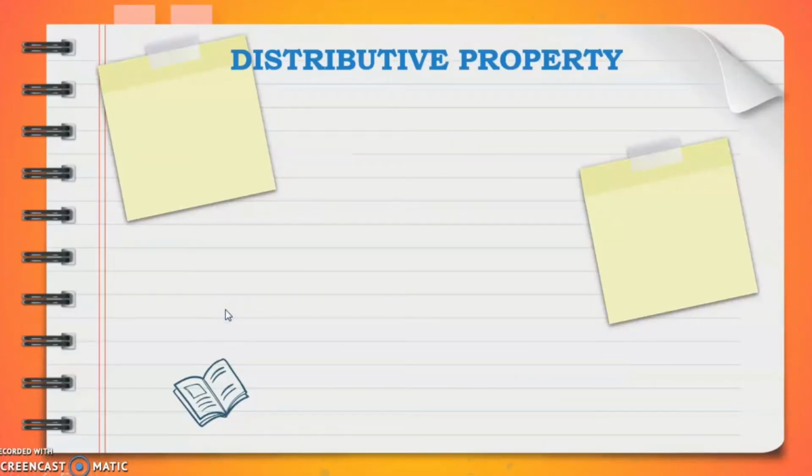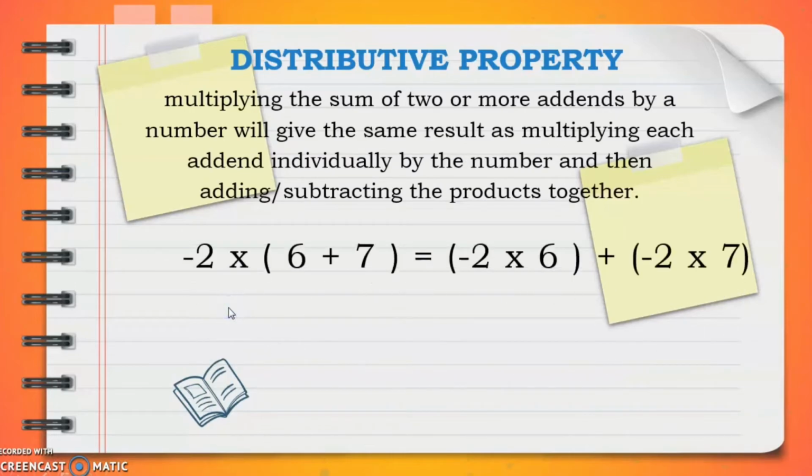Another example for the distributive property. Tingnan natin itong example na to. Negative 2 times the quantity of 6 plus 7. That is the same thing. Pag minultiply natin yung negative 2 by 6, at saka dinistribute natin yung negative 2 by 7. So, ito yun, negative 2 times 7. So, tingnan natin. Pag sinimplify natin to, unahin natin nasa loob ng parenthesis, 6 plus 7 ay 13. So, it will become negative 2 times 13.